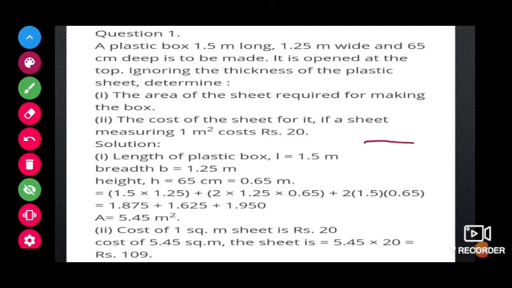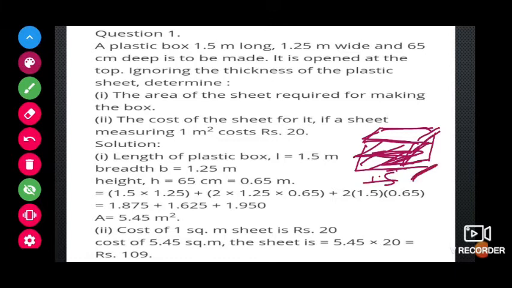They have given that it's a cuboid, all 5 sides are there. Even the ground is there, everything is there, only the top side is not there. So let's take: the plastic box is 1.5 meters long, so the length is 1.5 meters, and 1.25 meters width. Next, 65 centimeters deep, which is nothing but the height, 65 centimeters.